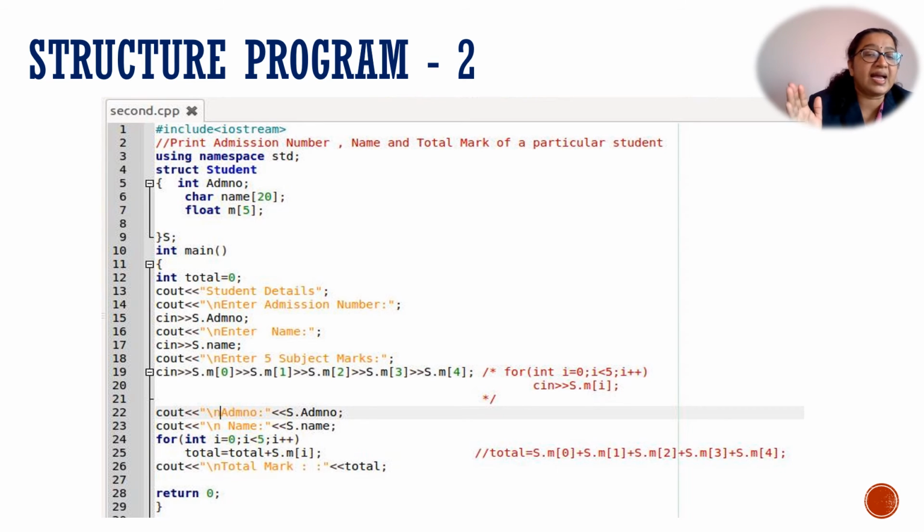So see, #include <iostream>, that // means what? It's a comment. So I just put the comment: print admission number, name and total mark of a particular student. Then using namespace std, then the definition of the structure before main. Okay, struct student { int admno; char name[20]; float m[5]; } s; s is the variable declared here.